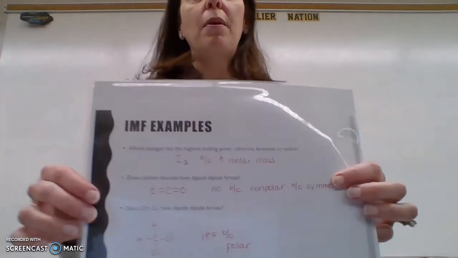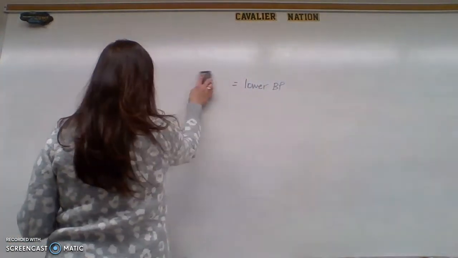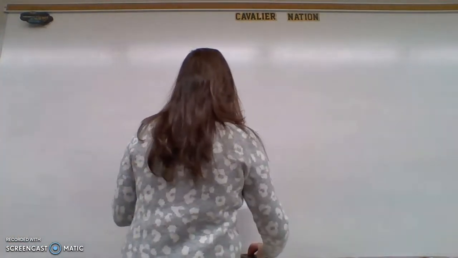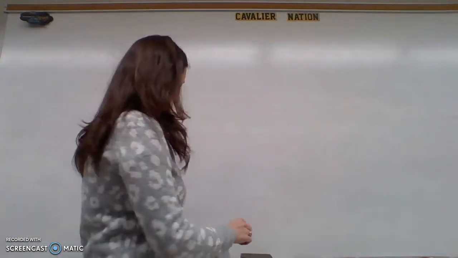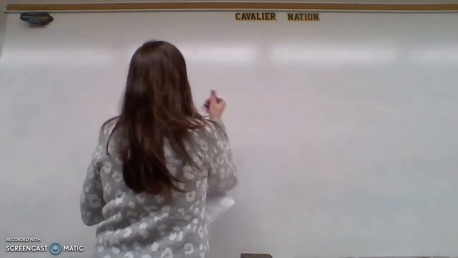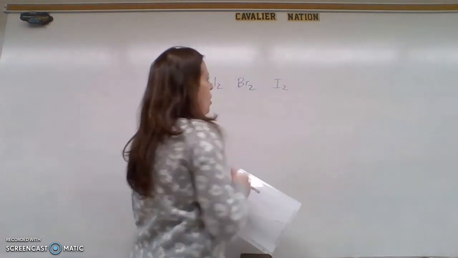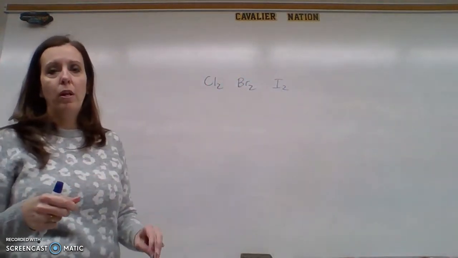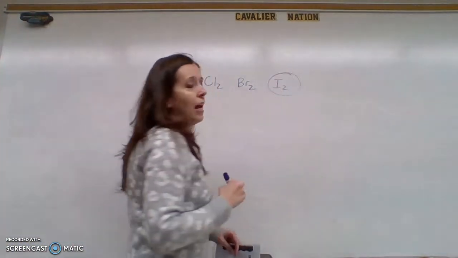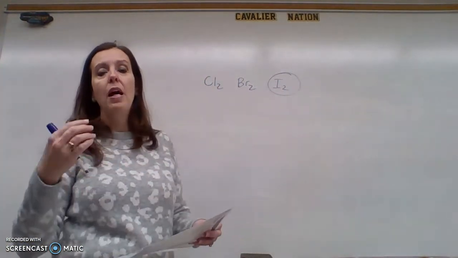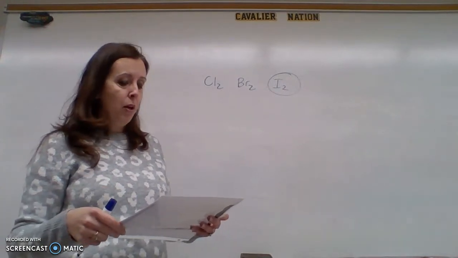Now, I gave you some examples in your notes, and we're going to go over them now on the board. Which halogen has the highest boiling point? Chlorine, bromine, or iodine? Who's got the greatest boiling point? Well, I look at all of their molar masses. This has the highest molar mass on the periodic table. My guess is that that's going to be the highest boiling point.